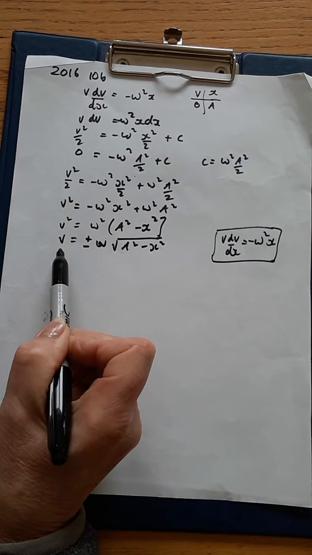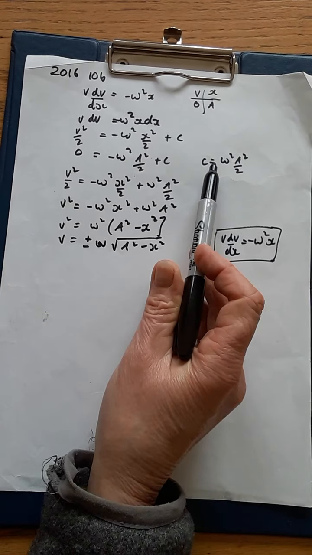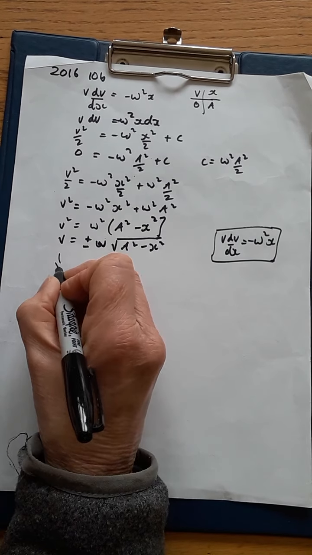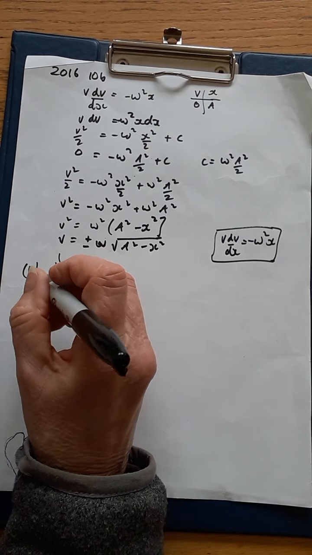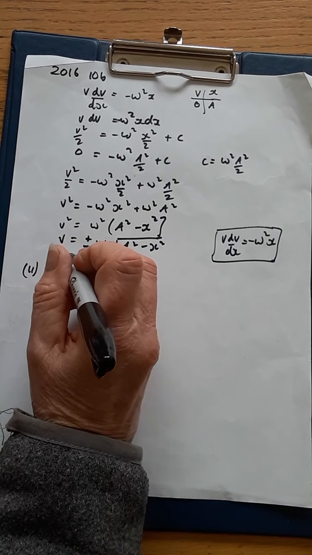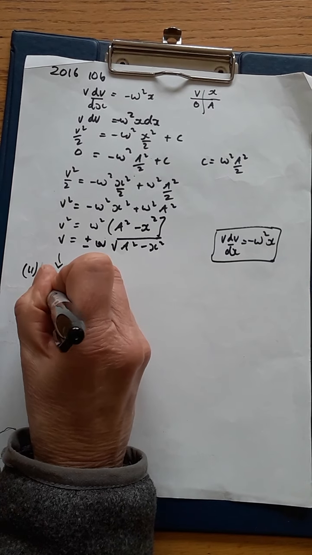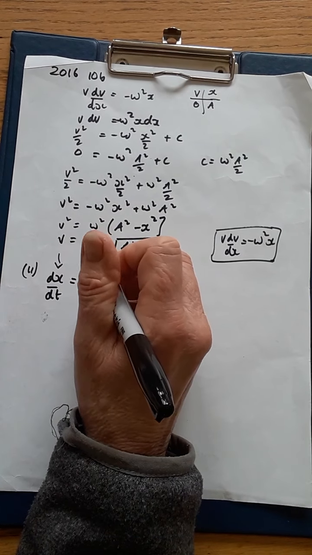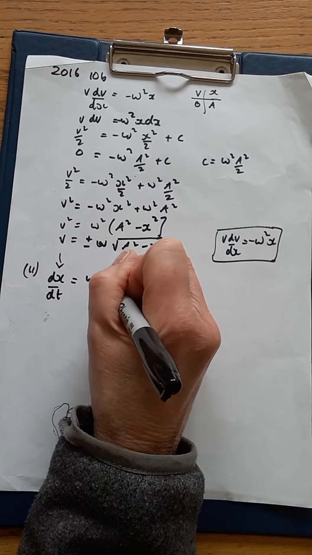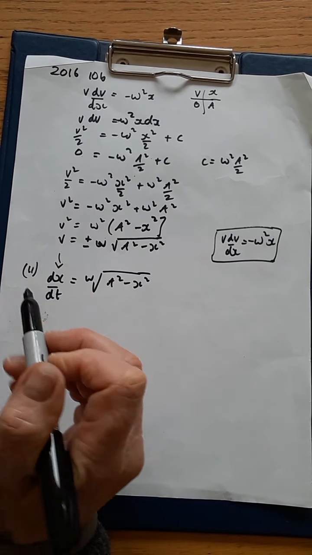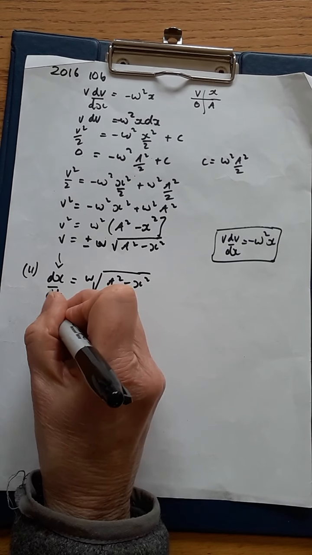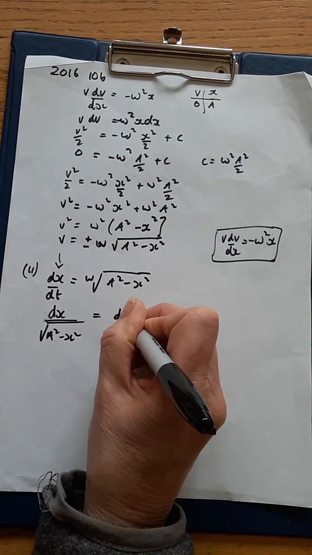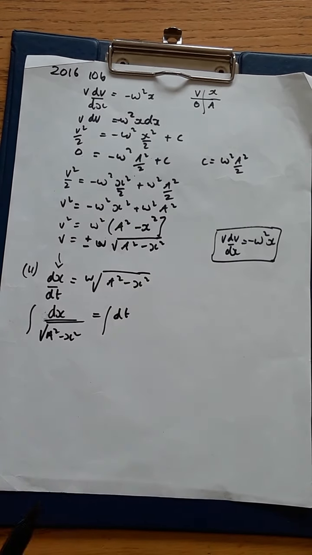So if I use the one I have, this one here, and I've already put in for the constant of integration, so that's a general equation. If I use this one and change this v to dx dt, this becomes dx dt is equal to omega by the square root of a squared minus x squared. Okay, I'll separate the variables, and this becomes dx over the square root of a squared minus x squared is equal to omega dt. I'll integrate both sides, of course.